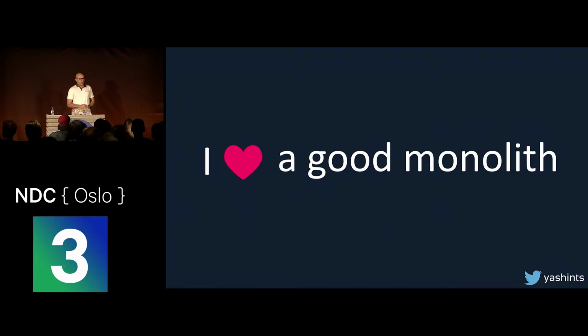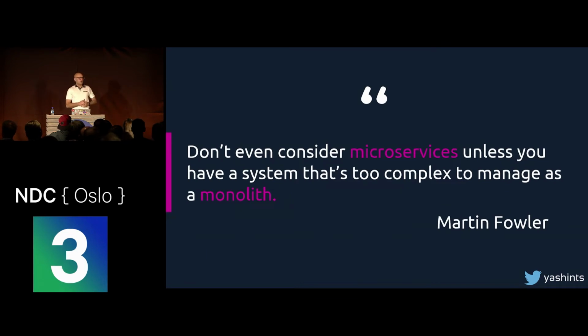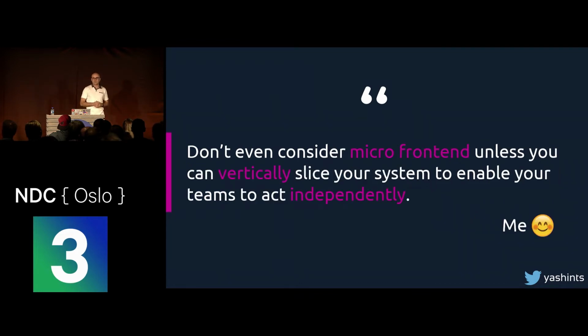A disclaimer, I absolutely love monolith, but a good monolith. In fact, I believe that if you can't write a good monolith, you wouldn't be successful implementing macro frontends. Martin Fowler has a quote about microservices. He says, if your system is not complex enough to manage as a monolith, don't even consider microservices. I've done some manipulation to this quote, and this is my version. If you can't vertically slice your system to be able to have isolated apps from data store through the front end, it's probably not a good idea to move to macro frontends because it just makes stuff more complex.